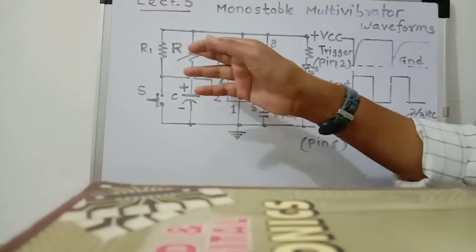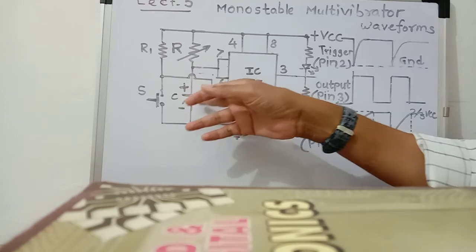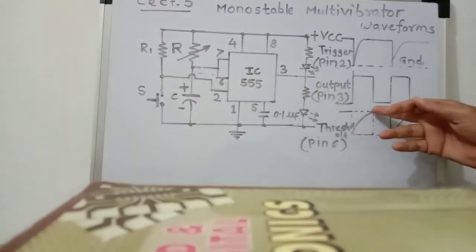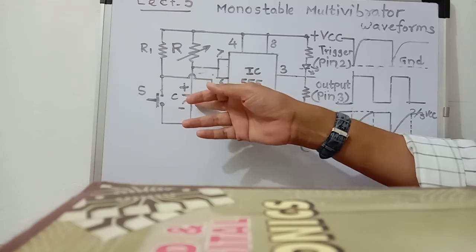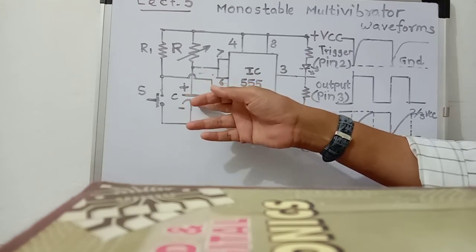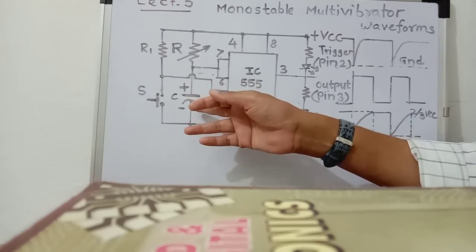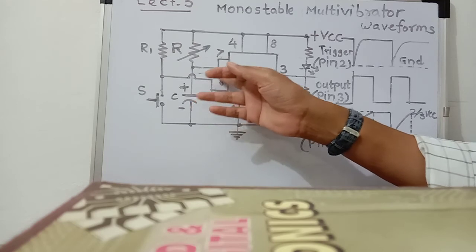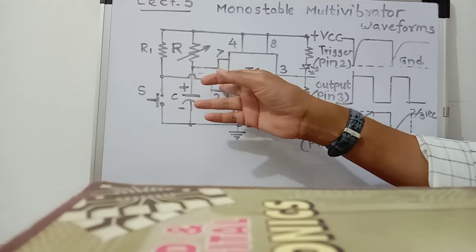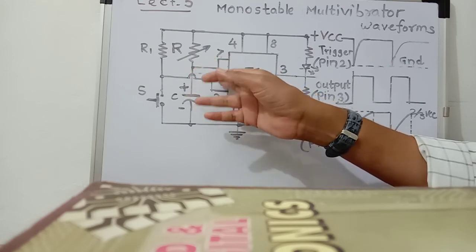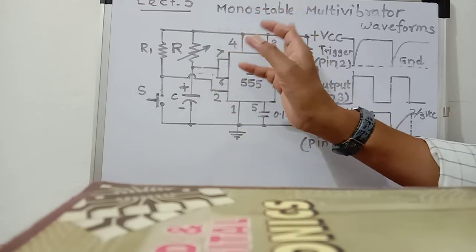R. Now, as the capacitor C charges through resistance R, the voltage across it increases exponentially. When this voltage across the capacitor reaches two-third VCC or above, the upper comparator's output goes high. This voltage is applied to pin number 6, that is the threshold input of the upper comparator. Therefore, the output of the upper comparator goes high, which sets the flip-flop.